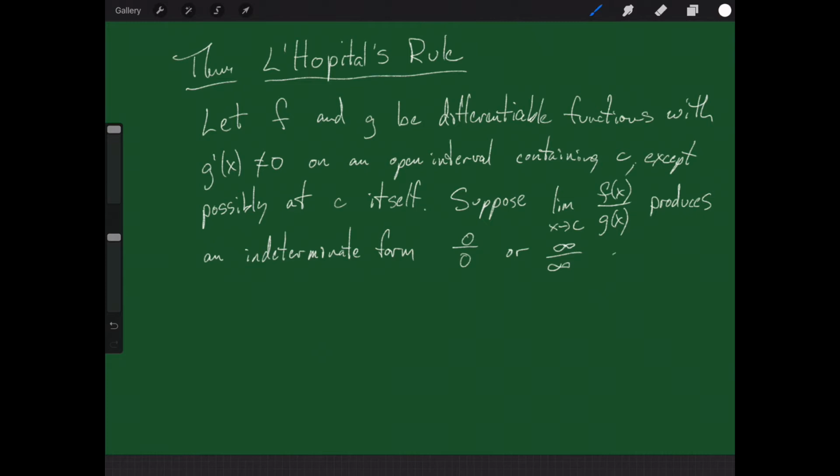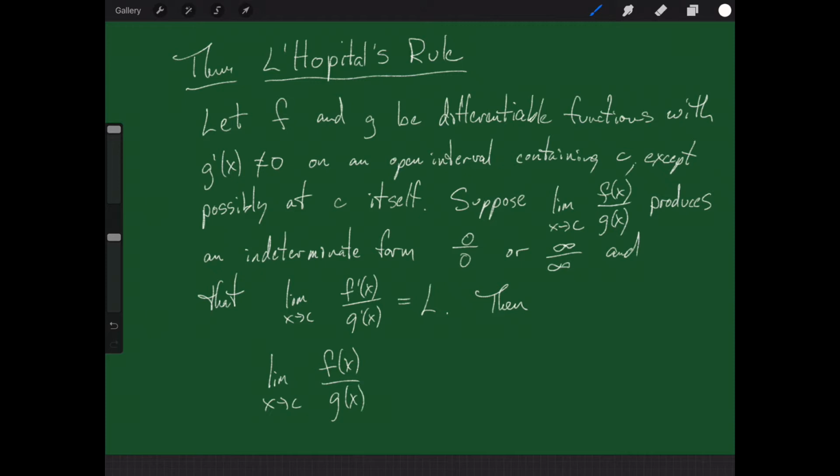and that the limit as x goes to c of f prime of x divided by g prime of x is equal to a value L. Then we get that the limit as x goes to c of f of x divided by g of x equals L. Okay, and this is what we call L'Hopital's rule.